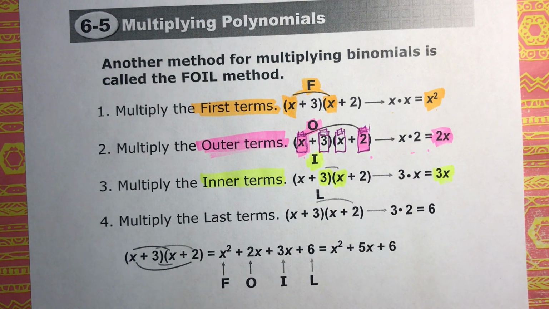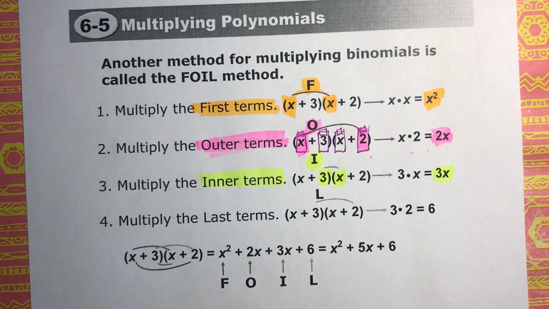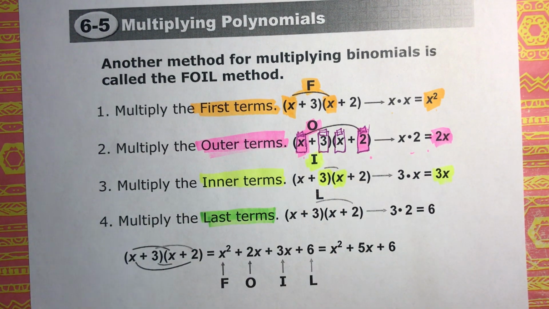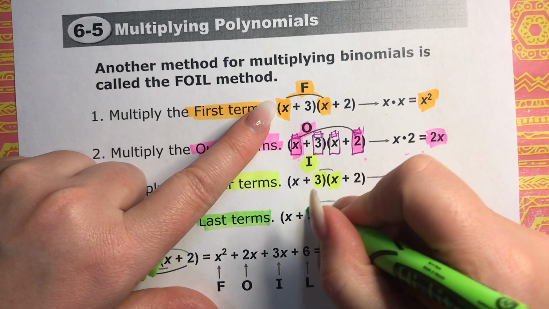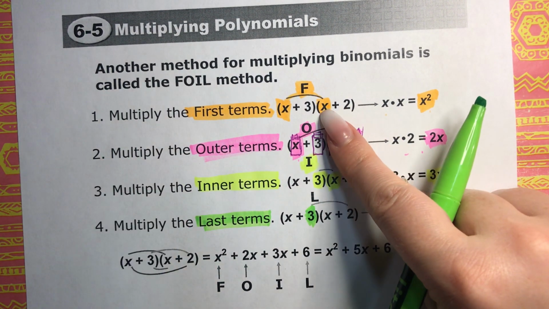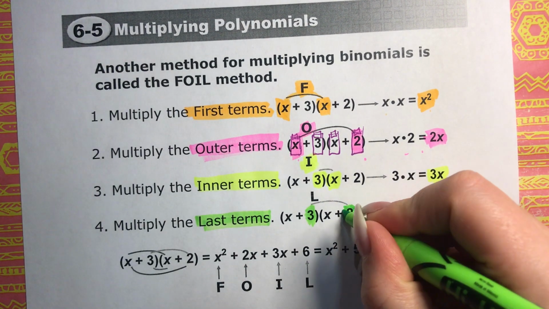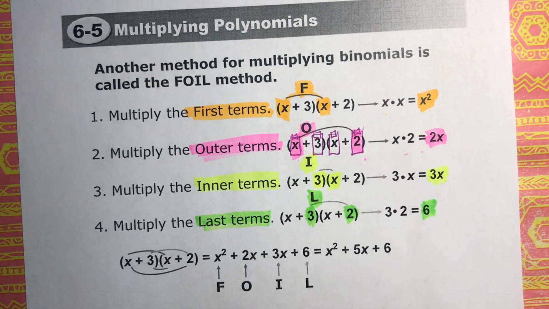And then the last one. Oh no, do you need a different color? Need green. The last term. So if this is the first term, then that means this 3 is the last term in this binomial. And if this x is the first term in this one, that means that this 2 is the last one. So we just go 3 times 2, which is 6.